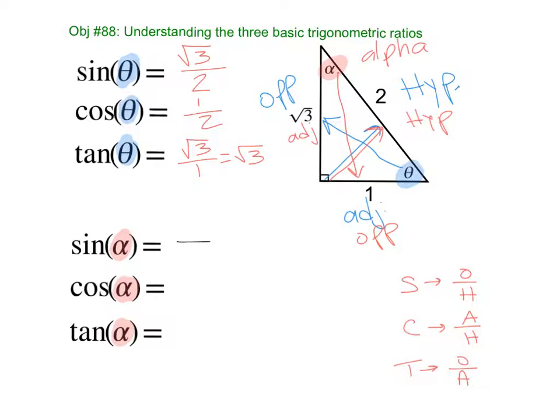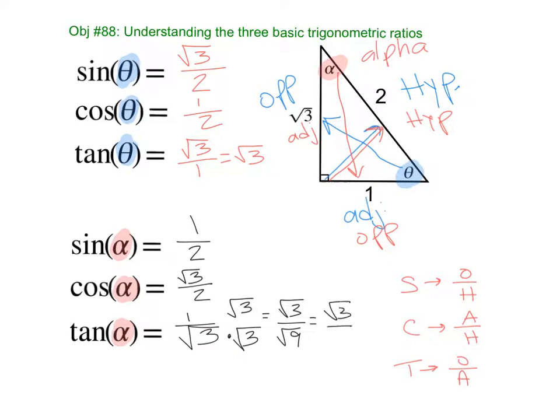So sine of alpha, from alpha, opposite 1 over hypotenuse 2. Cosine of alpha, that's adjacent, root 3 over 2. And tan of alpha is 1 over root 3. But notice again, just like that last one, the previous slide, we now have a square root in the denominator, which we're not supposed to have. So we're going to multiply our top and bottom by the root. Root 3 over root 9, which is root 3 over 3. And that's our answer.